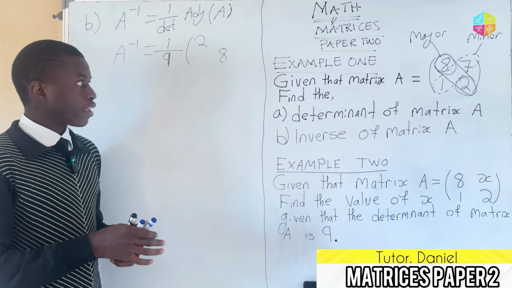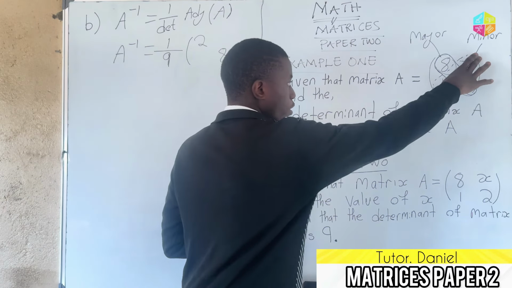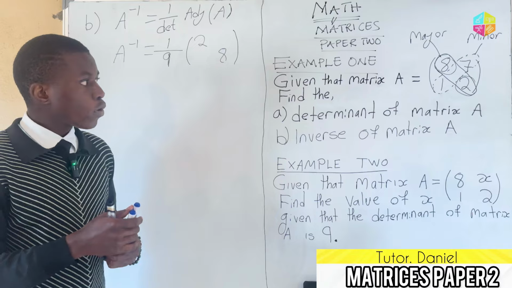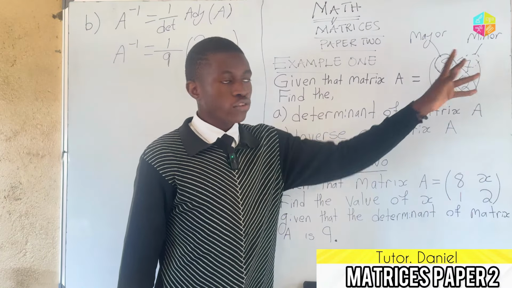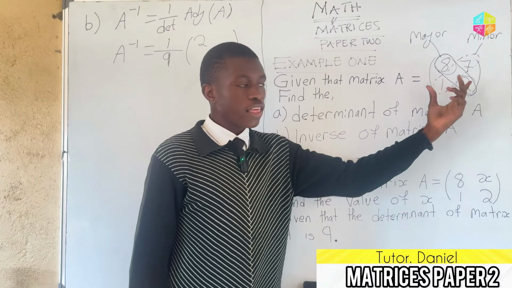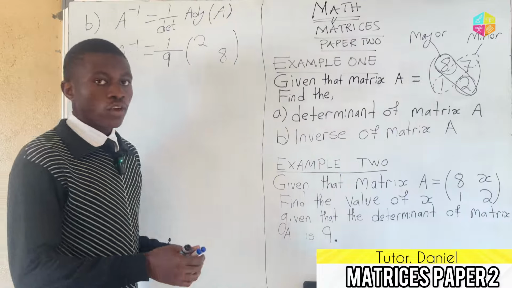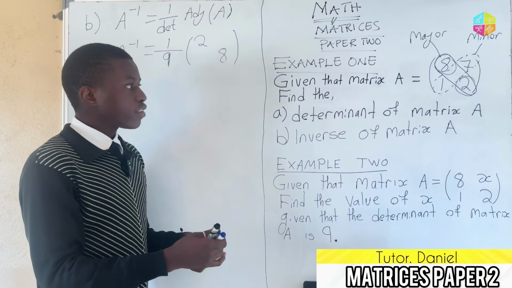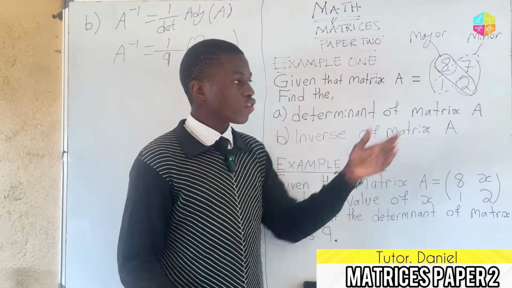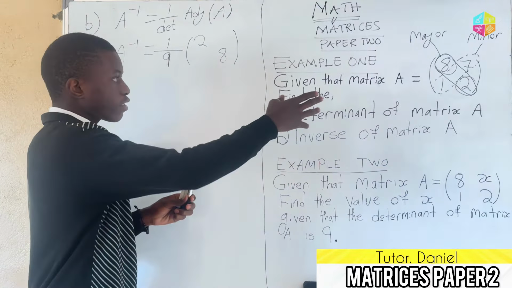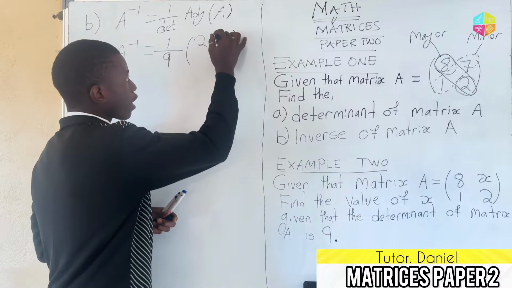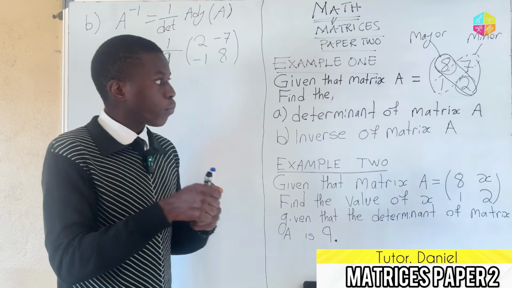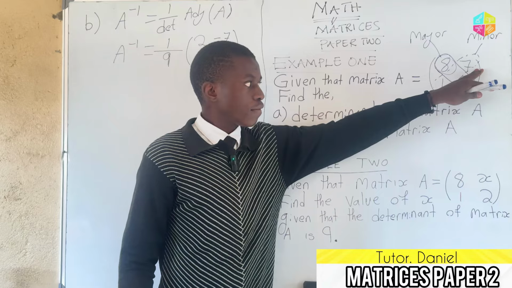Then when it comes to the minor diagonal, we always change the signs of the two values. We do not swap the two numbers over there, but we just change the signs. So if one was negative, we turn it into positive. But if they are both positive like this, they will both turn into negative. So in this case I'll say negative 7 and negative 1, because they are both positive, positive 1 and positive 7 over there.